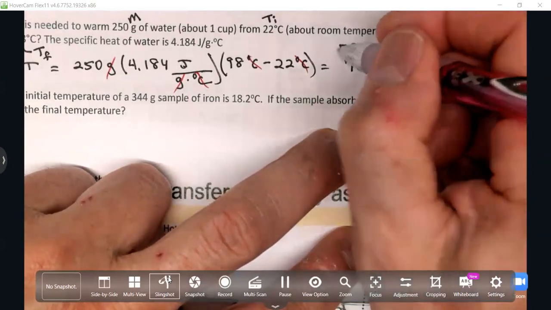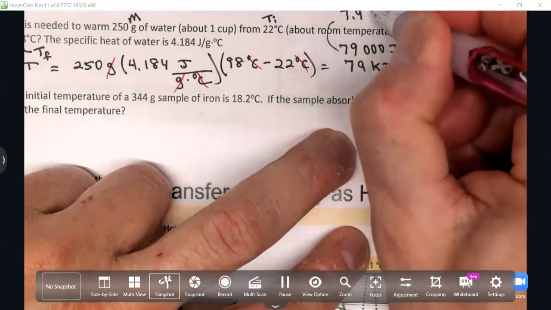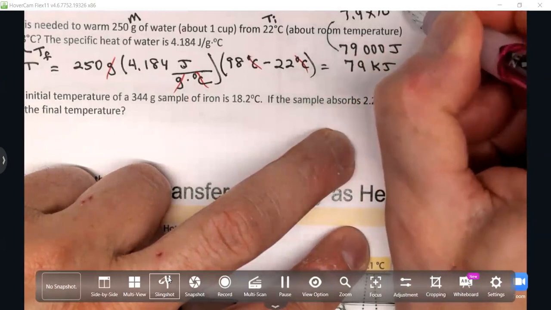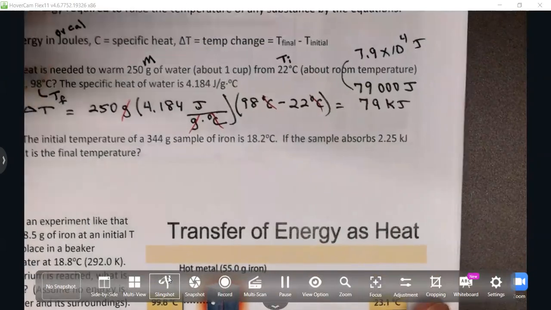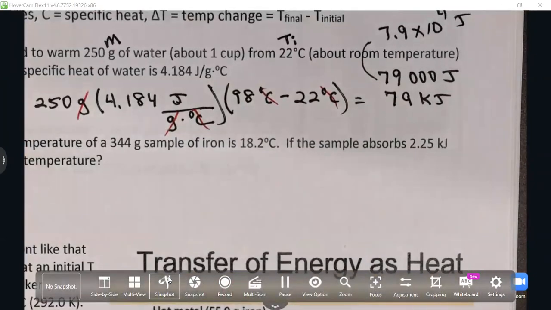I guess you could do this as 7.9 times 10 to the 4th if you have it in scientific notation on your calculator, depending on how it. But 79,000 joules.